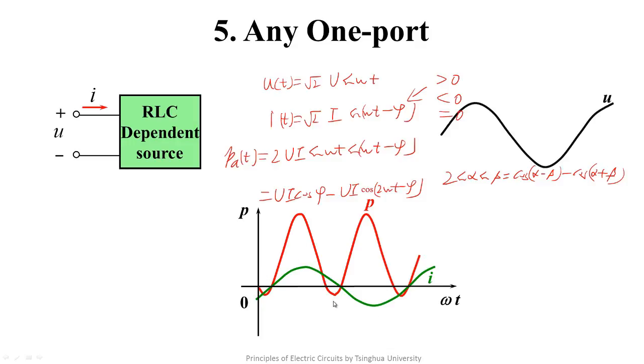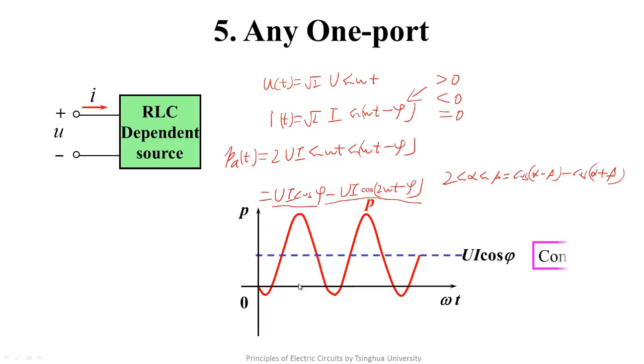Next, we remove the waveform of the voltage and the current. We draw these two parts respectively. That is a constant DC part and a reversible alternating part.